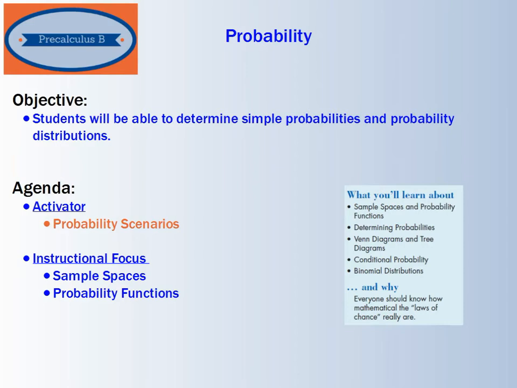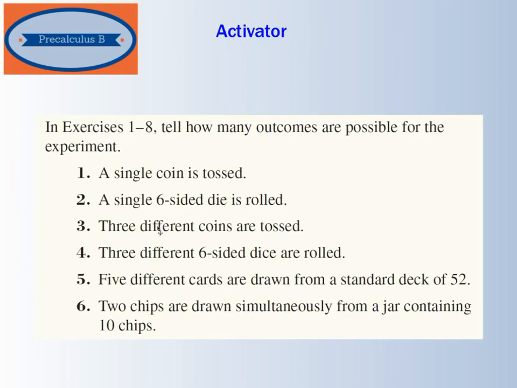So let's take a quick look at that activator. When we thought about a single coin being tossed, we knew it could either be heads or tails. All right, so it had two outcomes. A six-sided die would have a 1, 2, 3, 4, 5, 6, which is 6 possible outcomes. Now, what about three different coins being tossed? What are the possible outcomes? How might you think about it?